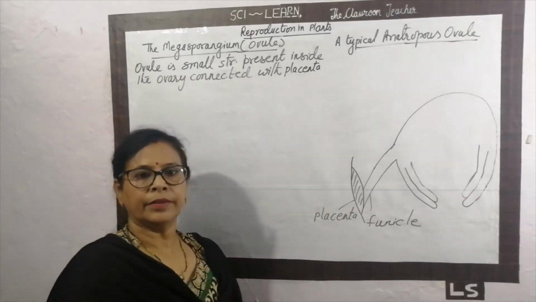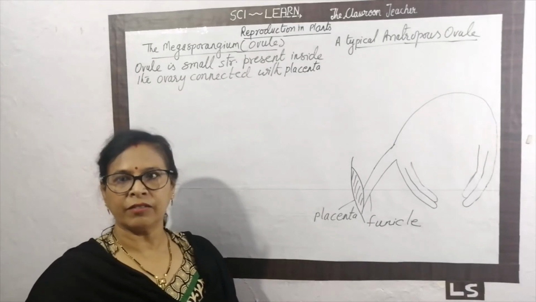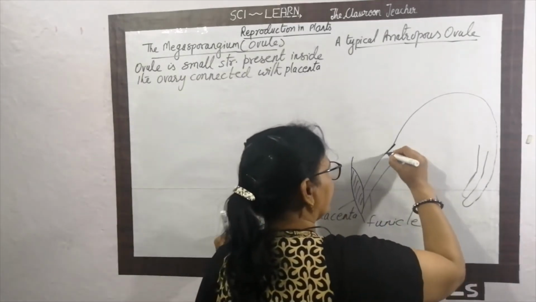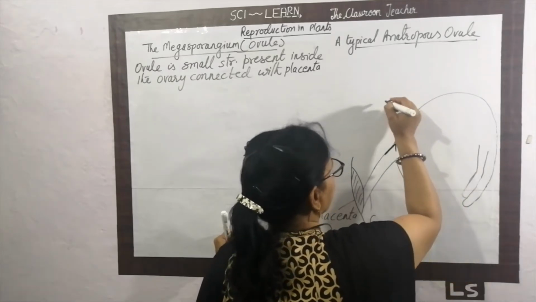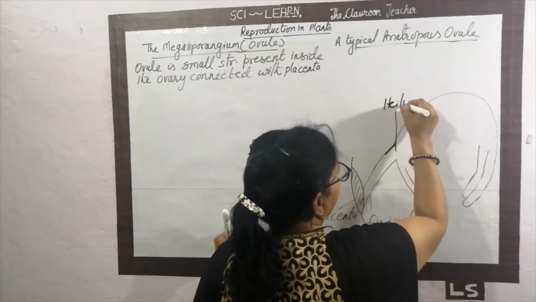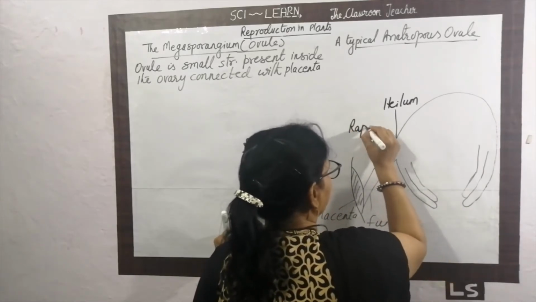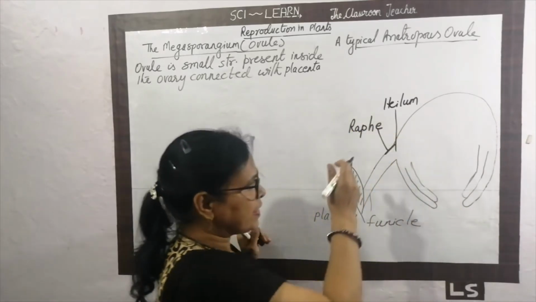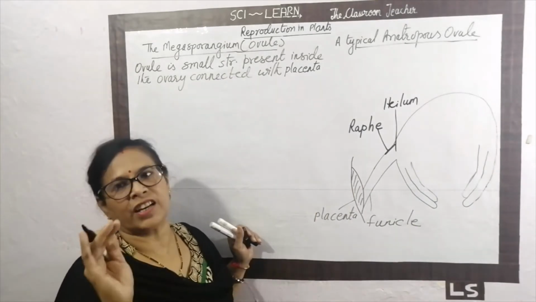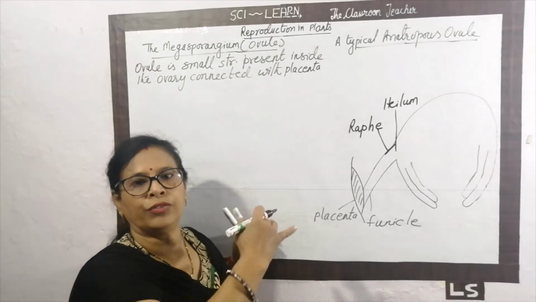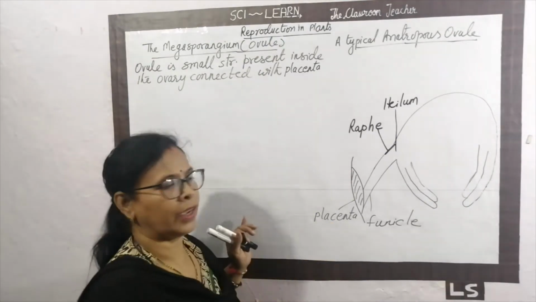Certain labelings are here. Some parts are present. First is the funicle, you know very well. This is the part which connects. This part is called the hilum, and this connecting part is called the raphe. Okay, these three parts are very important, as they connect the ovule with the wall of the ovary. The wall of the ovary is connected with the help of this.